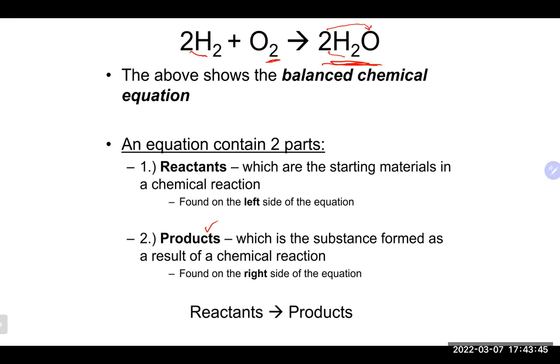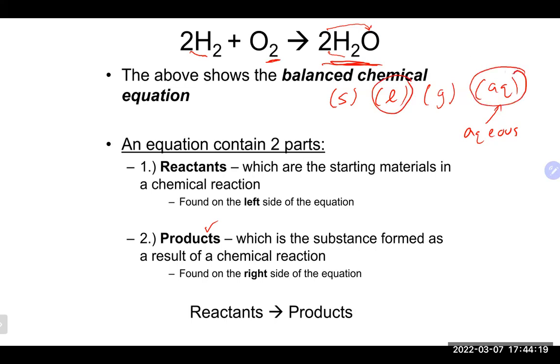Now, there are other things that we very commonly see in an equation. We will sometimes see the states written next to everybody: an S for solid, an L for liquid, a G for gas, and an AQ for aqueous, which basically means a water environment, a solution. It is typically made by taking something like salt and dissolving it in something like water, and you make a solution that is aqueous. And that is the difference between a liquid and something that is aqueous.